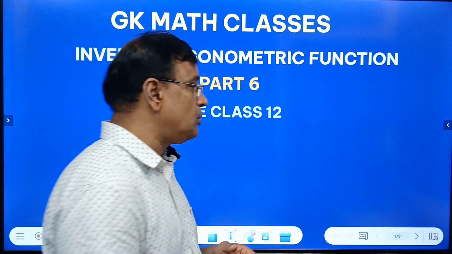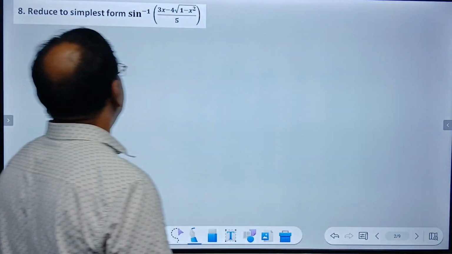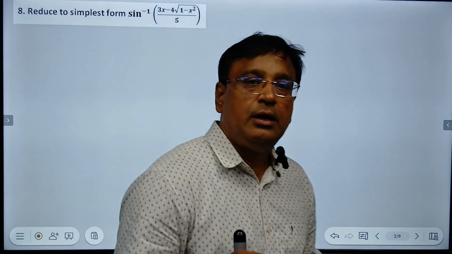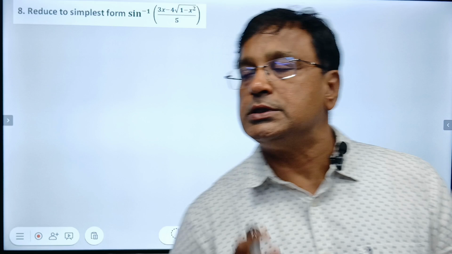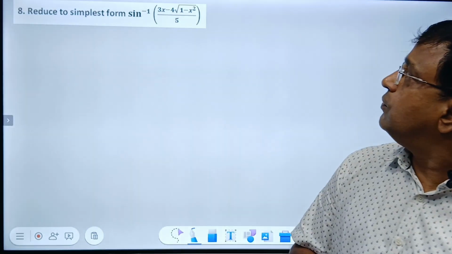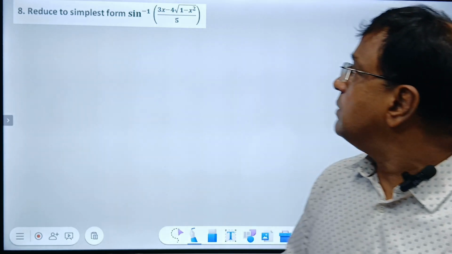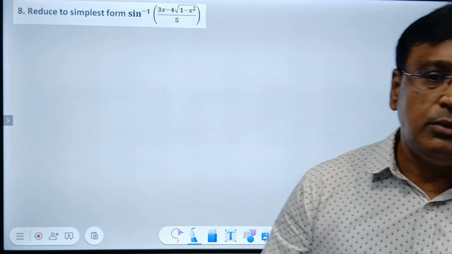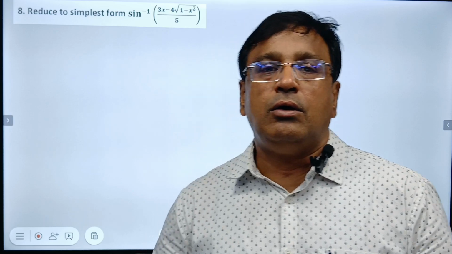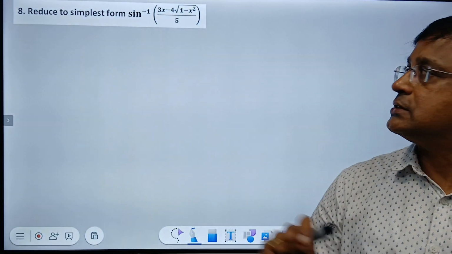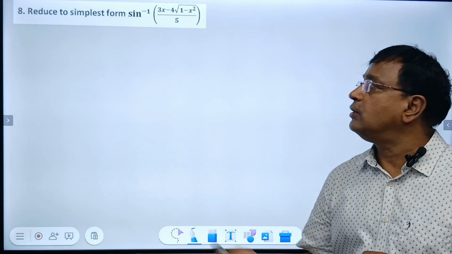Let's go straight into the problems. Now these are all very nice sums. Already we did around 7 questions last class about reducing it to simplest form. But today, as a continuation, I have written sine inverse of (3x minus 4 into root of 1 minus x squared) by 5. And in the previous video, I've also put a page where what substitution to make when. So you can always click the part 5 video to understand. If I keep writing, it will waste a lot of time.